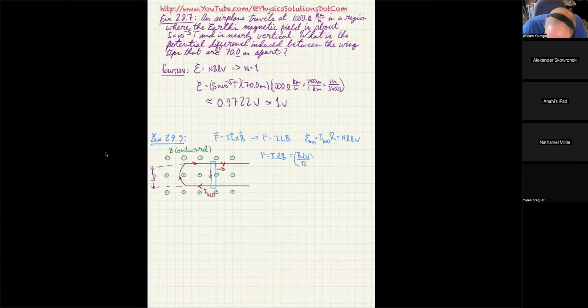So there's my current, and then I'm multiplying that by L, and then I'm multiplying that by the magnetic field. So the force is actually going to be B squared L squared over R times V. And that's it. That's the actual force. Now, what direction is that force?